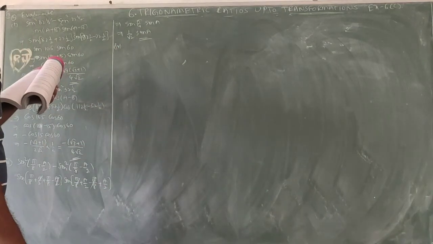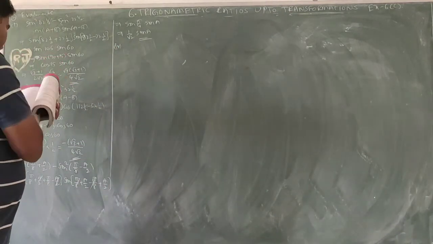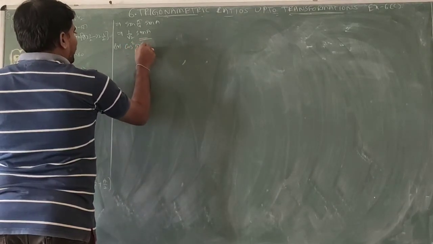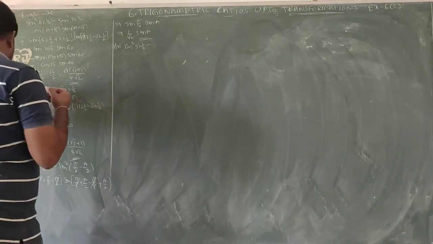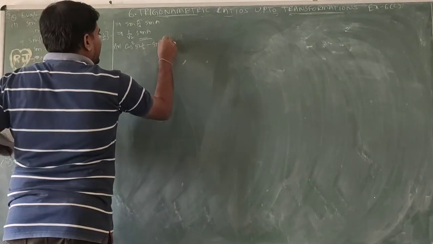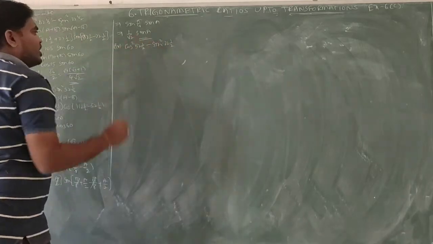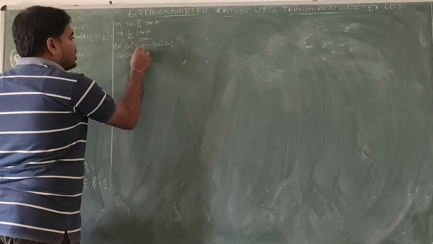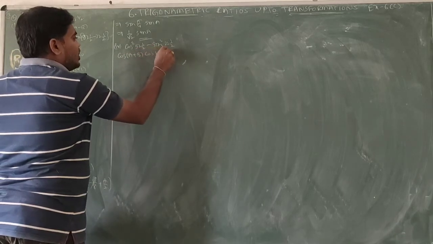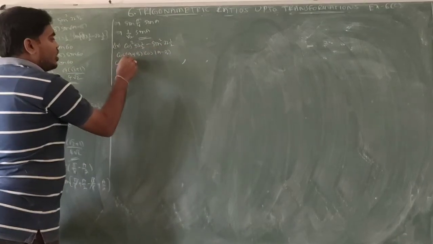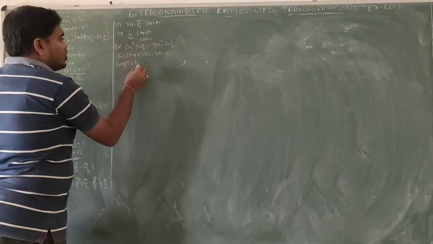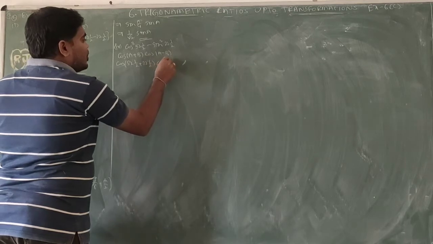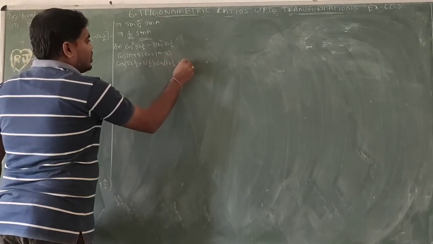The fourth question is cos square 52 half minus sin square 22 half. One cos, one sin. Formula cos of a plus b into cos of a minus b. Cos of 52 half plus 22 half into cos of 52 half minus 22 half.